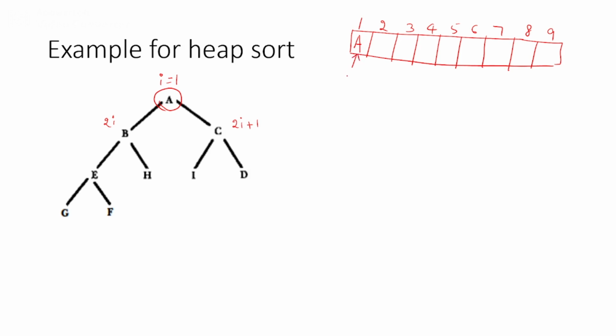So I is pointing to 1 now. Now which is 2i? 2i is nothing but 2 into 1, that is 2. So this is 2i and this is nothing but the 2i plus 1 position, right? So B will be allocated to position 2, and 2i plus 1 is nothing but 2 plus 1, that is 3. So C will be allocated to position 3, right?